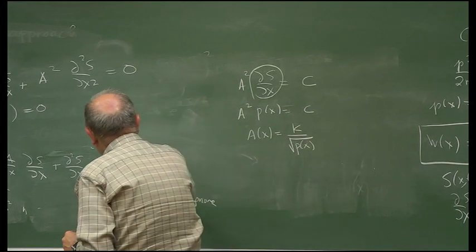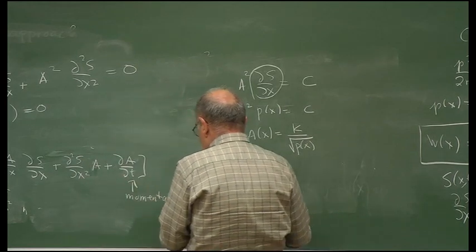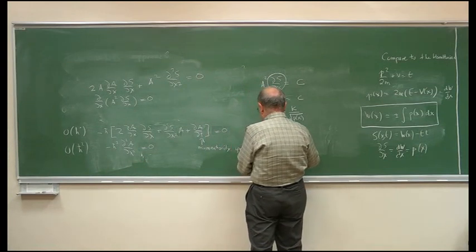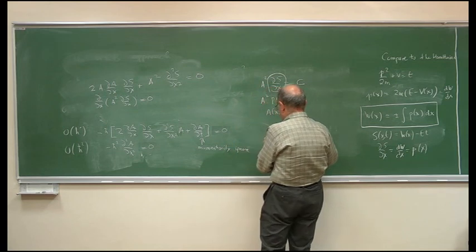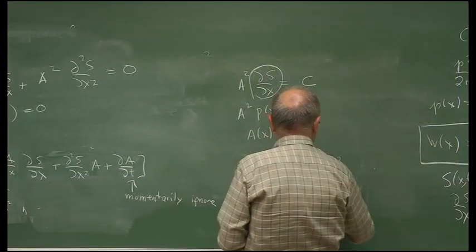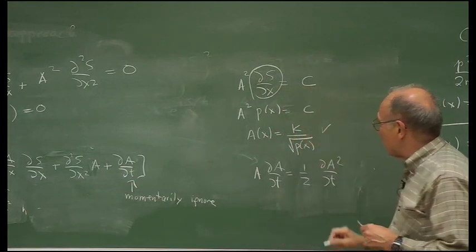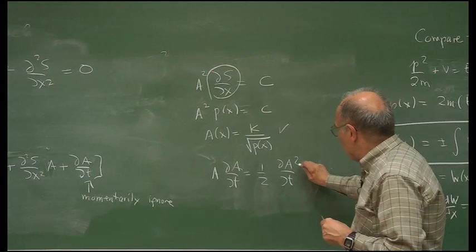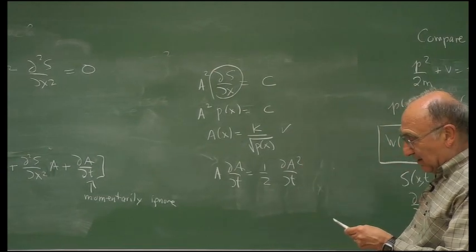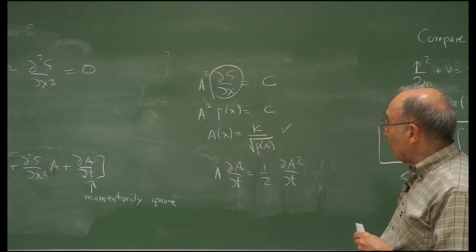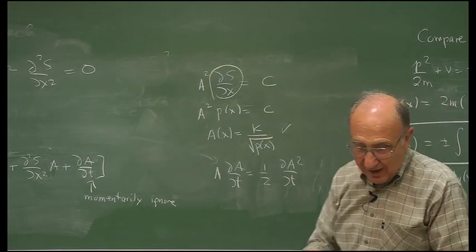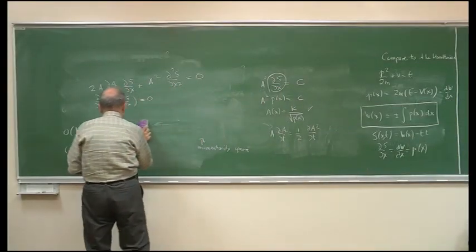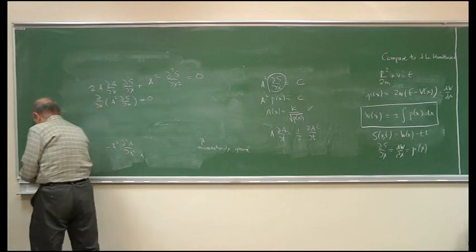Now, if you look at dA by dt multiplying by A, it is 1/2 dA squared by dt, and if I just keep the amplitude as independent of t, of course, this justifies dropping that term. So that we now have a wave function satisfying this part. It is of the following form.